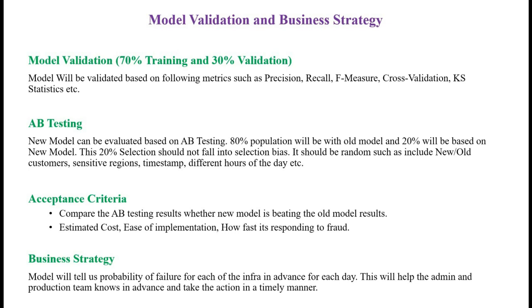When I say very random, it means that it should include new customers, old customers, sensitive regions, timestamps, different hours of the day, because you don't want to fall into a selection bias. You don't want to select a population which gets biased to a certain thing, and suddenly your models are not statistically making any sense. So once you have defined the A/B testing strategy, then the next question will come up: how will you evaluate the results of the A/B testing?